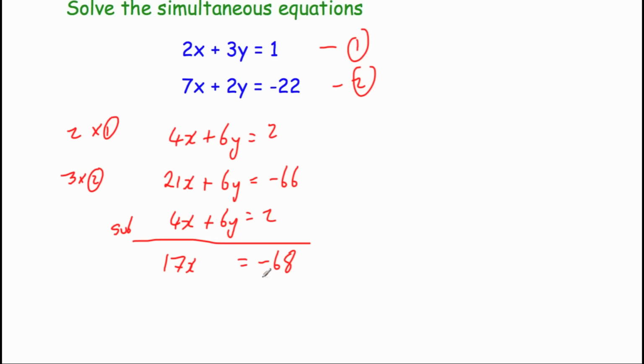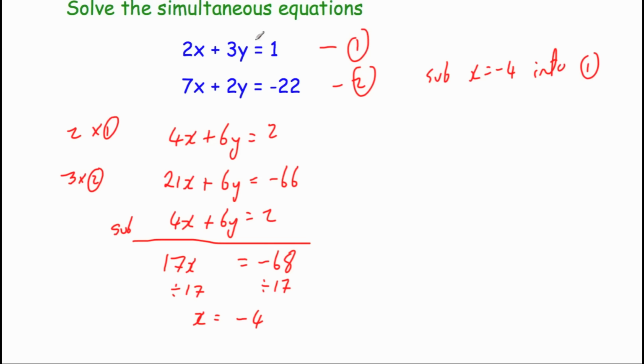So let's divide both sides of this equation by 17. So divide by 17 and divide by 17, and we're going to get that x equals negative 4. So we now know that x is equal to negative 4. We can substitute that into either equation 1 or equation 2 to get our y. Let's substitute it into equation 1. So equation 1, so sub x equals negative 4 into 1.